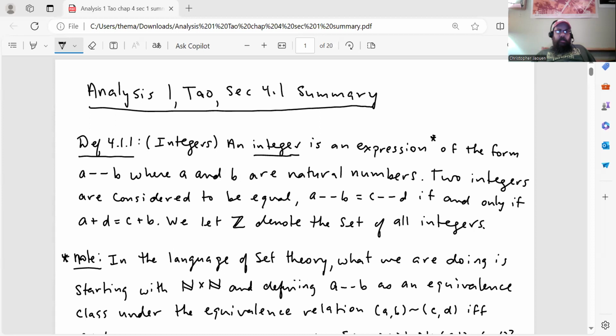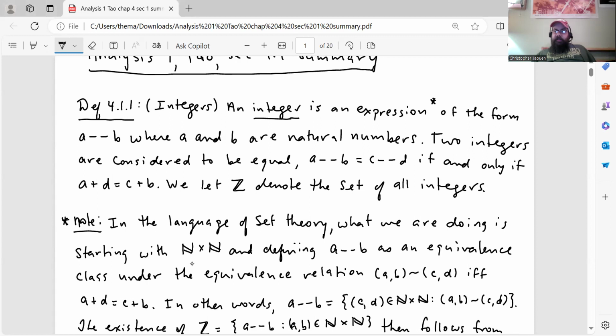So here's my summary. We start, of course, with the definition of the integers. Definition 4.1.1 says an integer is an expression. I'll talk about that star in a second. An integer is an expression of the form a minus minus b, where a and b are natural numbers. Two integers are considered to be equal, a minus minus b equals c minus minus d, if and only if a plus d equals c plus b. We let the symbol Z denote the set of integers, which you're probably familiar with.